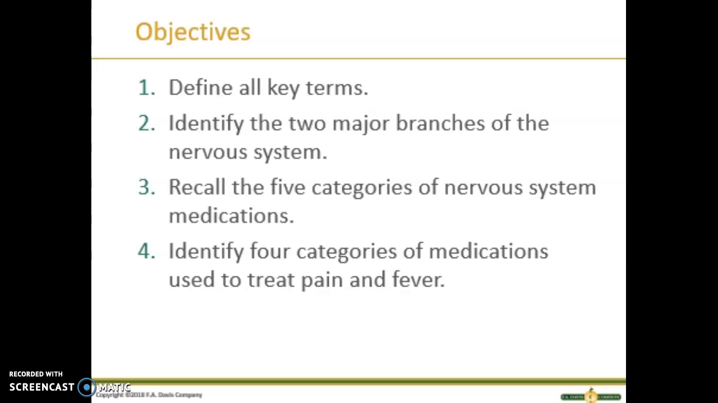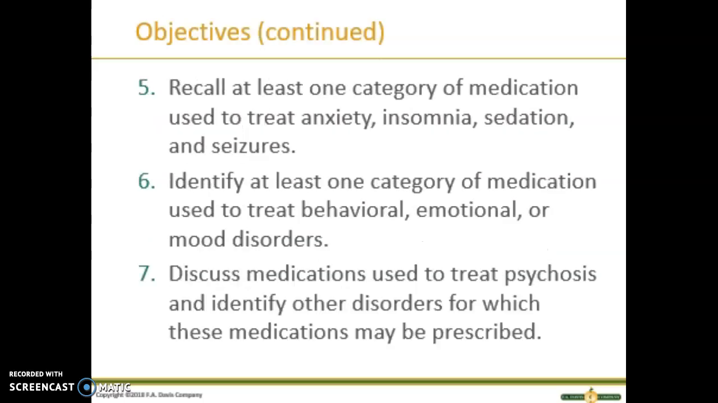the nervous system, recall the 5 categories of nervous system medications, identify 4 categories of medications used to treat pain and fever, recall at least one category of medications used to treat anxiety, insomnia, sedation, and seizures. Identify at least one category of medications used to treat behavioral, emotional, or mood disorders.